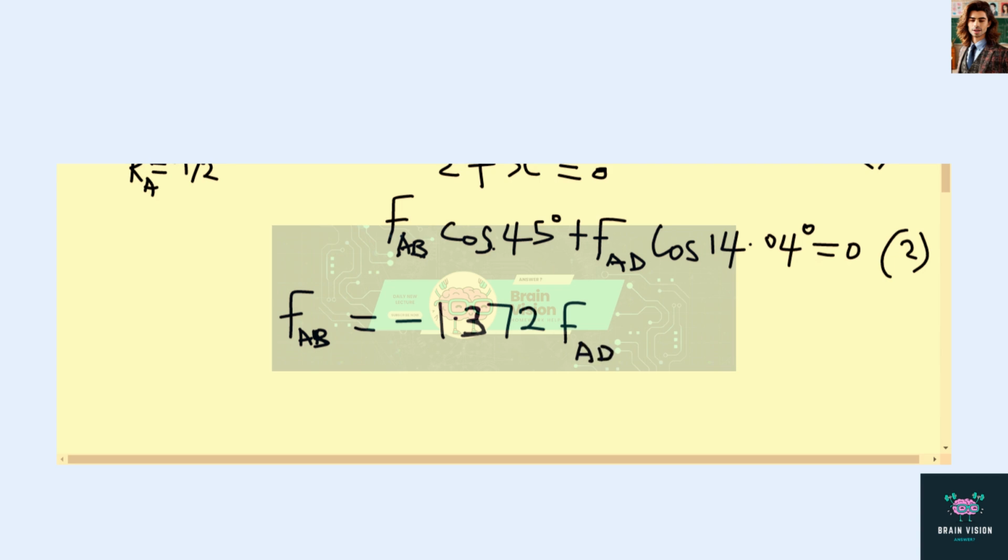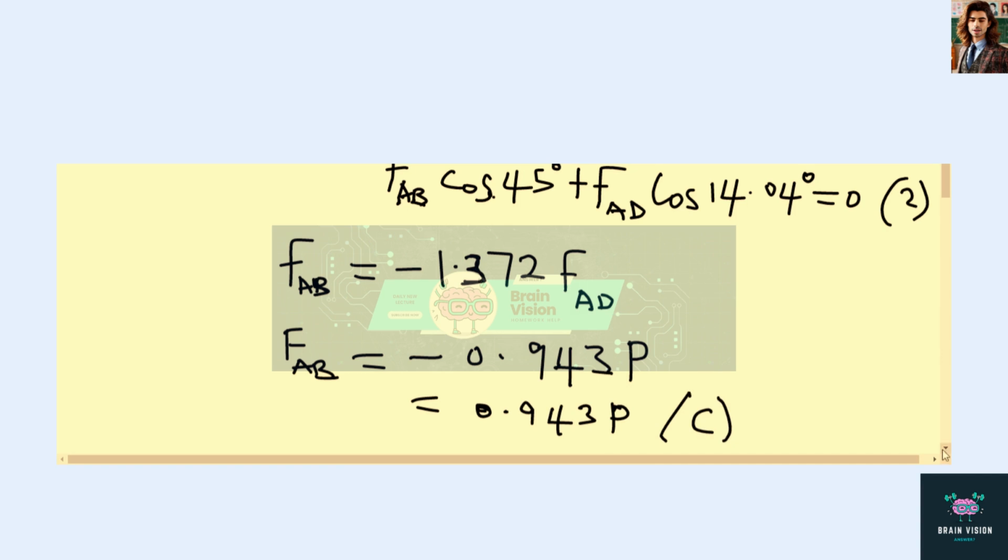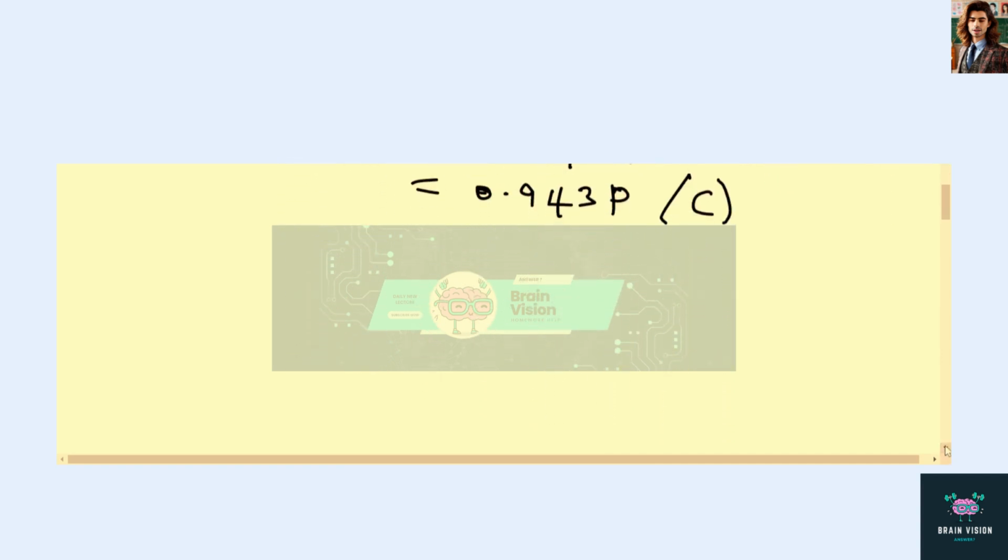Now you can plug this back into equation 1. When you do that, you are going to arrive at F sub AB equal to minus 0.9443 P. You can see that this member has a negative sign attached, so it's a member under compression. That's the nature.